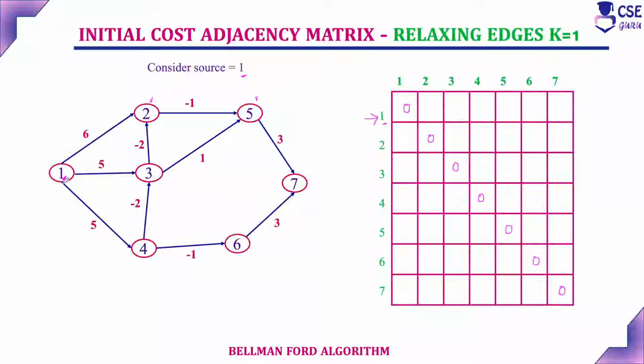Next up, from vertex 1, what is the distance to the other vertices? That is a direct path that we will consider first. So 1 to 2, that is a direct path and its distance is 6. Similarly, 1 to 3, distance is 5. And 1 to 4, distance is 5.